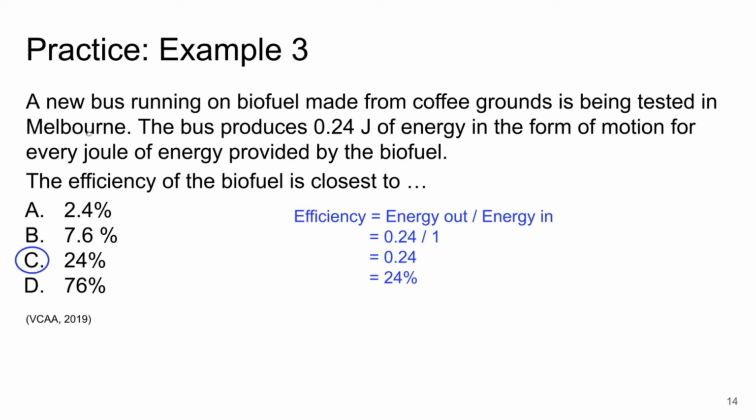Right, efficiency equals energy output divided by energy in. And we know that we are getting 0.24 joules of energy in the form of motion, and that's the useful energy that we want for every joule of energy provided by the biofuel. So for 1 joule of biofuel, we get 0.24 joules. Therefore, it's 0.24 divided by 1. Gives us 0.24, which is 24%, and the answer is C.